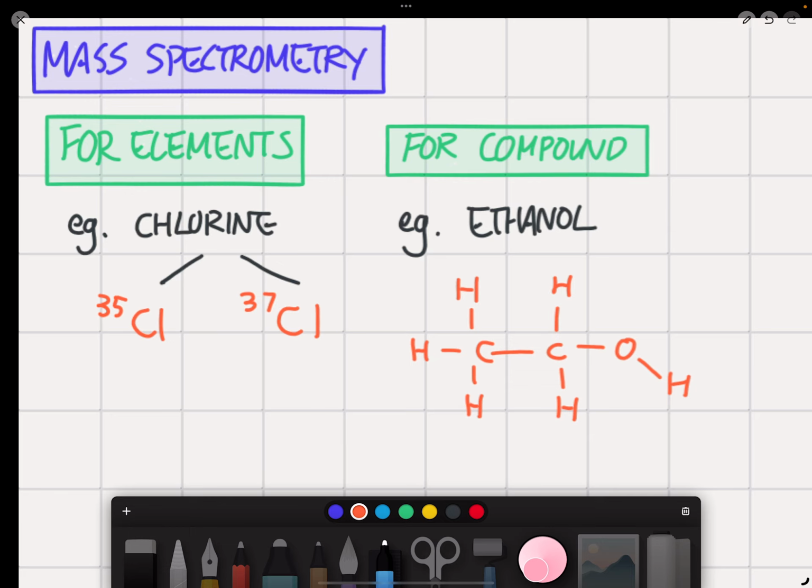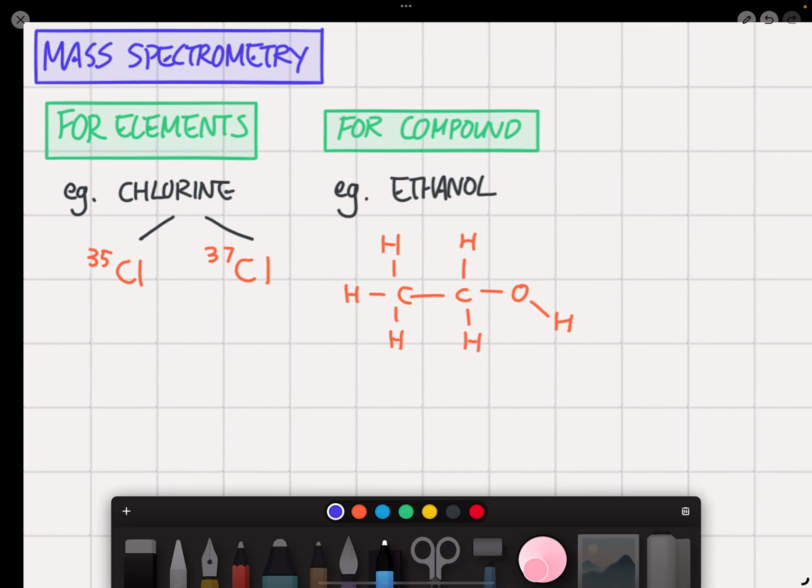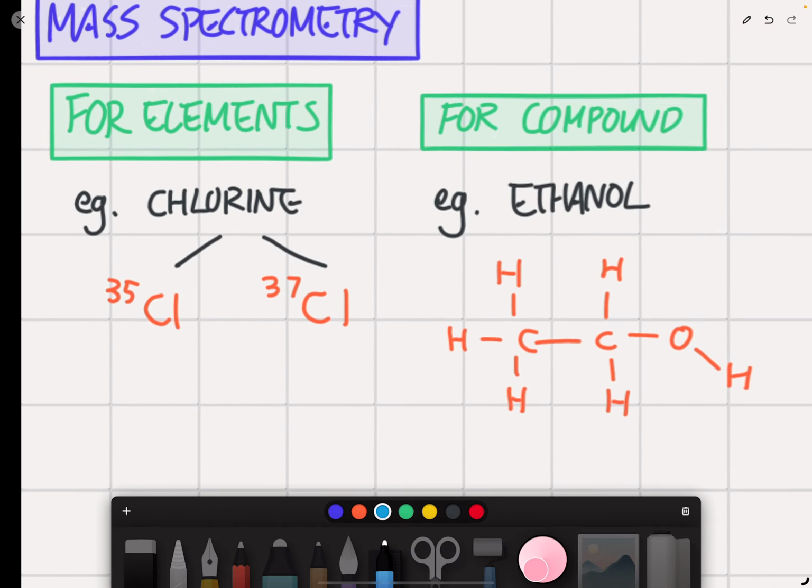As molecules, they will undergo fragmentation in the process, so we'll discuss that shortly. But first, let me put down some uses of mass spectrometry when it comes to studying samples of elements and compounds. For elements, we can find the relative abundance, or the percent abundance, of individual isotopes.